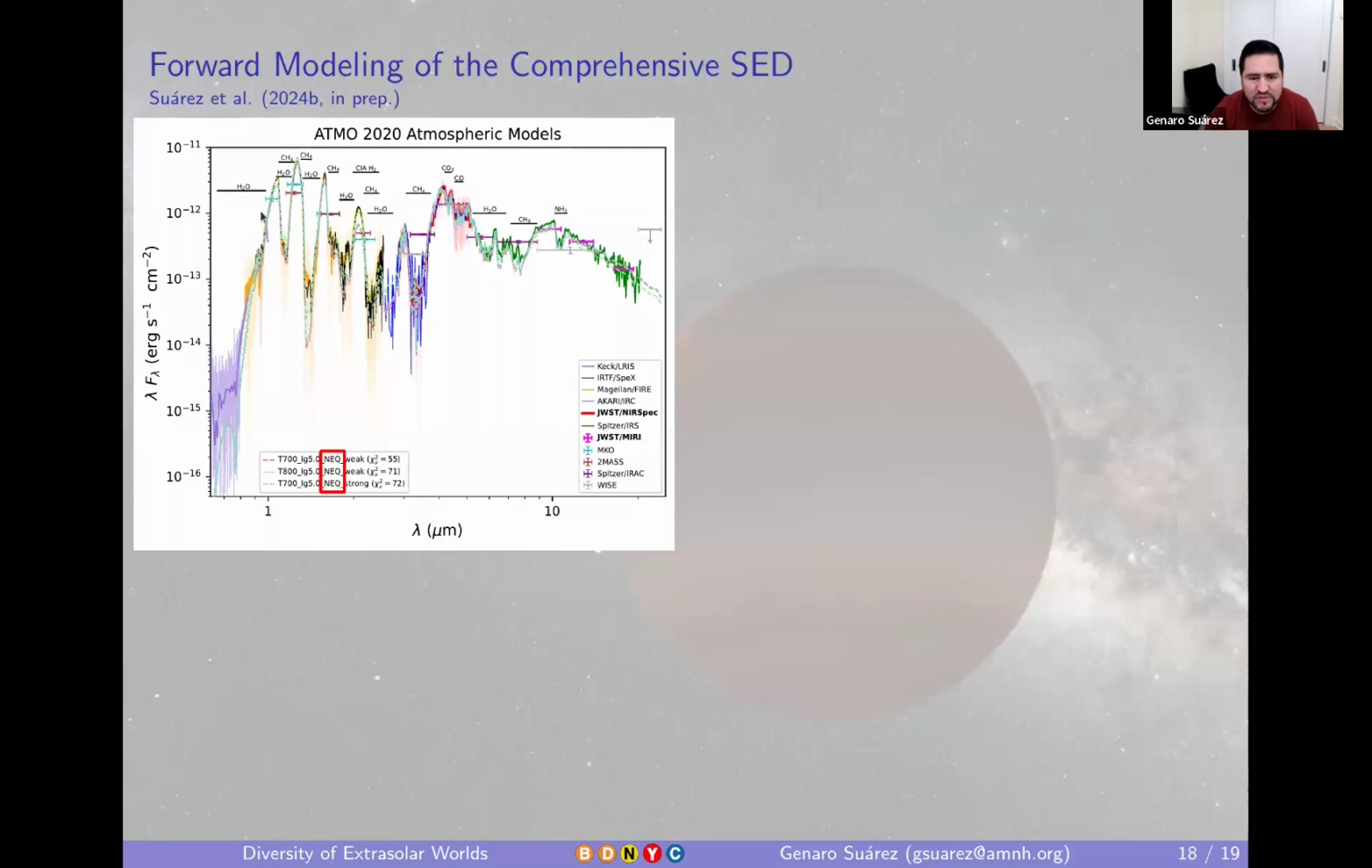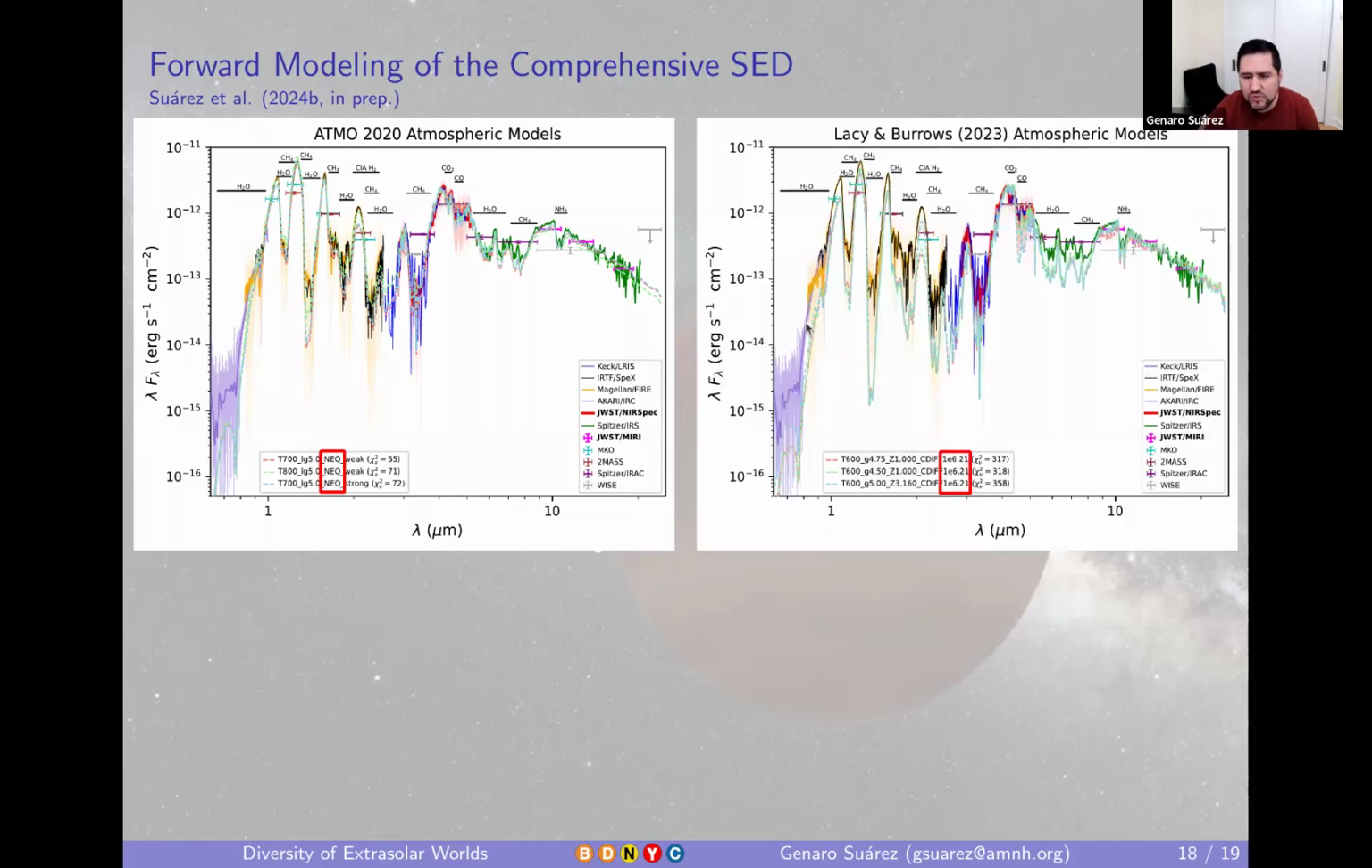So I show here the comparison to the ATMO 2020 models, and we obtained that the best fits have non-equilibrium atmospheres. These are results from comparisons to a different grid by Lacy and Burrows 2023, and we also found that the best fits have non-equilibrium chemistry. And in general, these models decently reproduce the full SED, but with some challenges in specific regions.